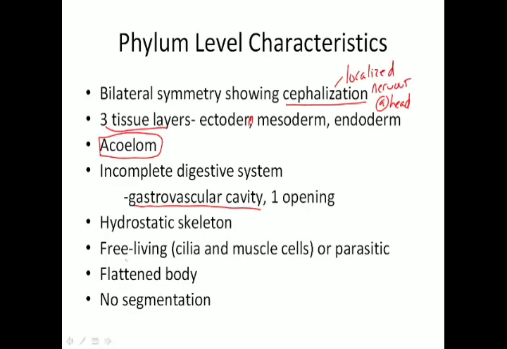Hydrostatic skeleton, which just means it's basically pressurized by water in order to keep its shape. They're free living, the ones that use cilia and muscle cells to move about, or they're also parasitic. They have a flattened body, which is basically the defining characteristic of this phylum, and they do not have segmentation. So there are no individual segments like you'd see in an earthworm. Okay, so you can pause that now and jot those down.